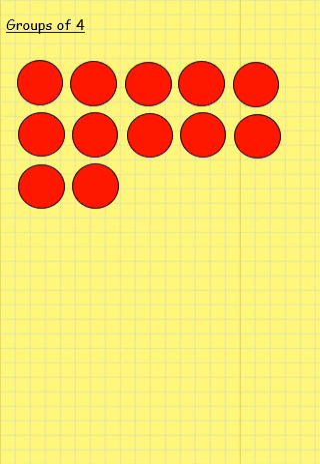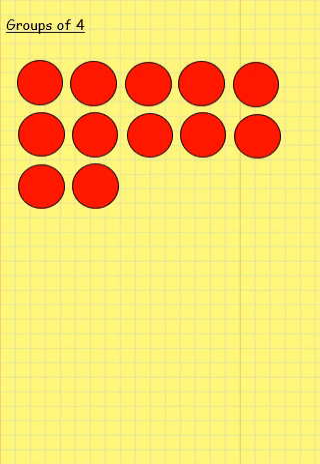I want to spend some time now thinking about that really important difference between groups of 4 and 4 equal groups, because although it may sound very much the same, it's really important to understand the difference. So we're going to look at groups of 4 first. So here we're looking at a question that's going to ask us to draw groups of 4, where in each group there's going to be 4 in each group.